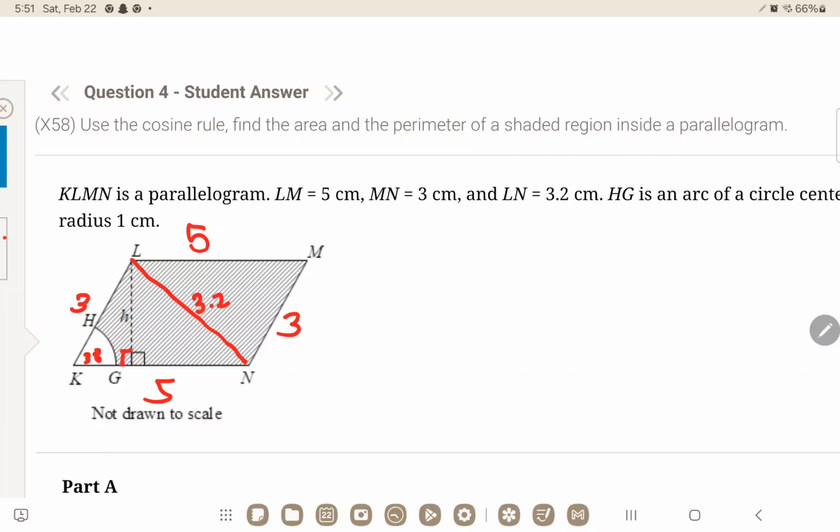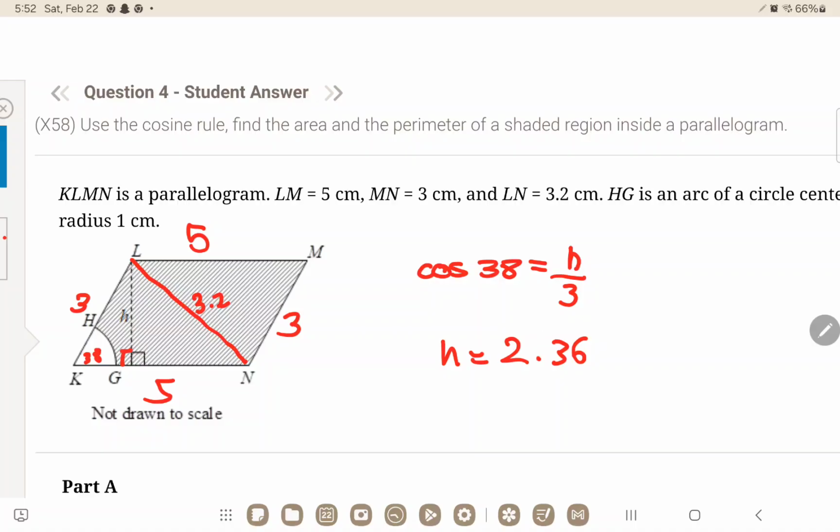So we know that opposite. So yeah, cosine 38 equals h over the hypotenuse, which is 3. Sorry. So h would equal cosine 38 times 3. Okay, so it's equal to 2.364, whatever. So this is our height.